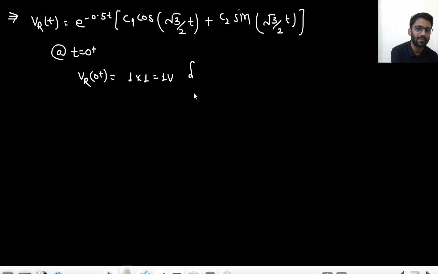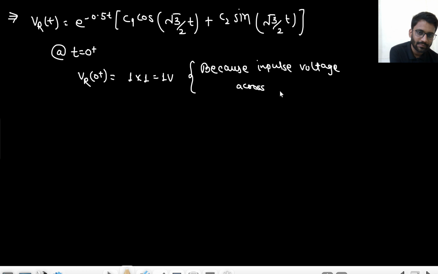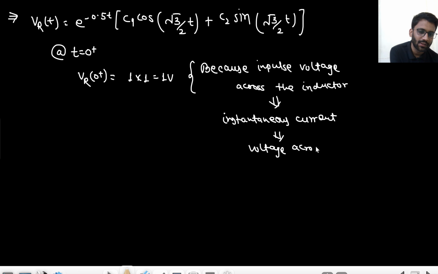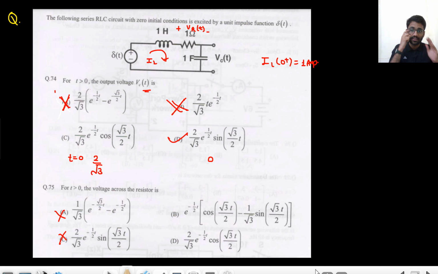1 into 1, that is 1 volt, not 0. Why is it not 0? Because there is an impulse voltage across the inductor, and that will generate an instantaneous current. And that will generate voltage across the resistor. Are you getting my point or not? If your concepts are that clear, then only you will be able to solve these questions very quickly. In the exam, if my concepts are very clear, what will be the answer? Tell me. At t equals 0, you shouldn't have 0, right? So at t equals 0, you are having 1.